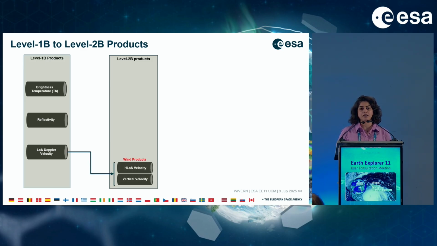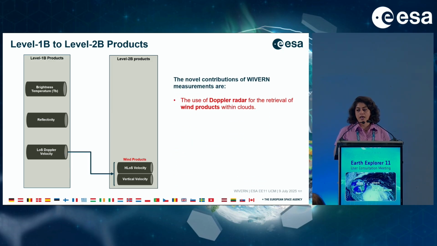And with this slide, I am going to show you how level 1 data products are linked to level 2 data products. So I start with line of sight Doppler velocity, which is a fundamental feature to retrieve wind products. And this is a unique contribution for the mission because it's going to be for the first time using Doppler from space for retrieving wind products.